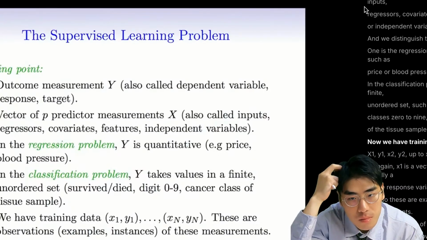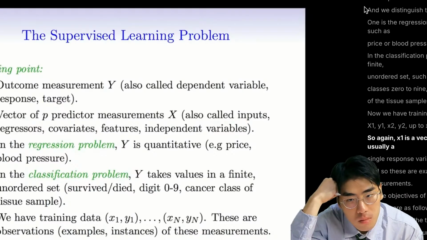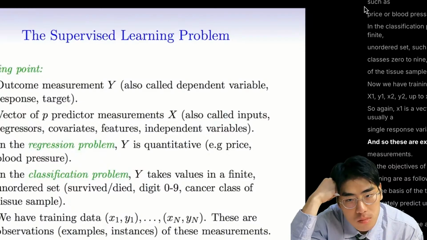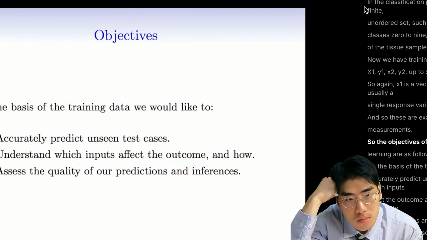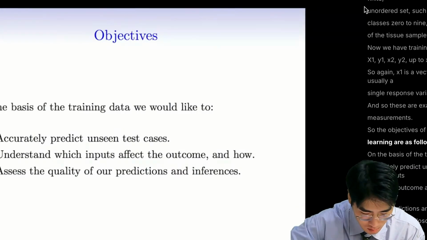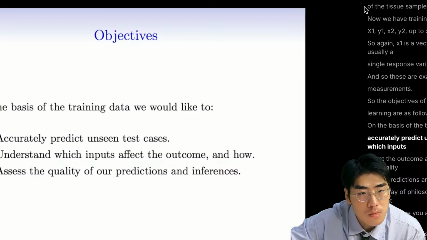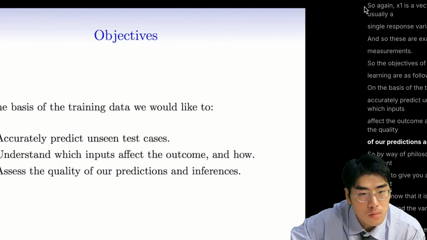Now we have training data pairs, x1, y1, x2, y2, up to xn, yn. Again, x1 is a vector of p measurements, and y1 is usually a single response variable. So these are examples or instances of these measurements. The objectives of supervised learning are as follows. On the basis of the training data, we would like to accurately predict unseen test cases, understand which inputs affect the outcome and how, and also assess the quality of our predictions and inferences.